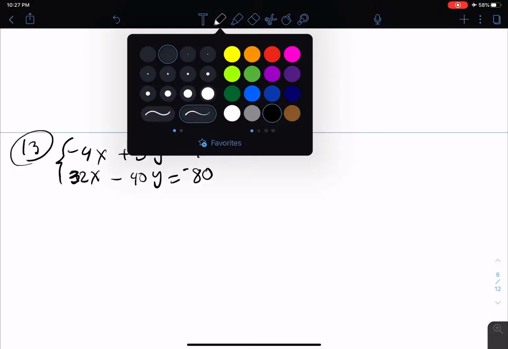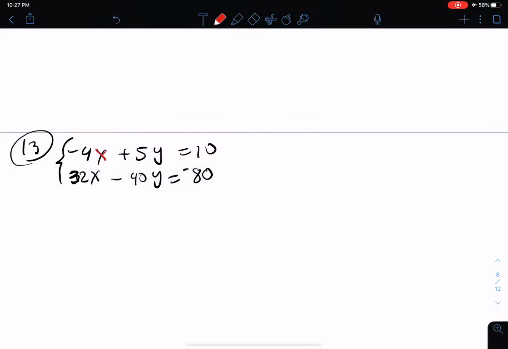Let me highlight that. Let's say you wanted to eliminate the x's. Well, the least common multiple would be 32, so 32 would be your target. That's already 32, so you'd have to make this one a 32. Okay, so that strategy is just fine. But I want to show you something else; it's worth knowing that this is a strategy.